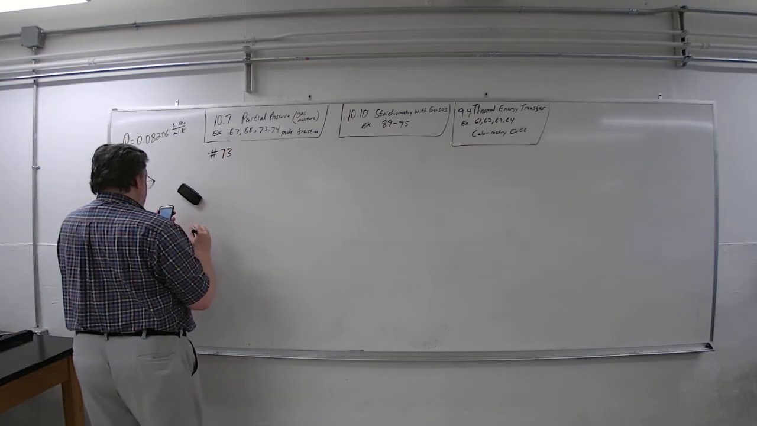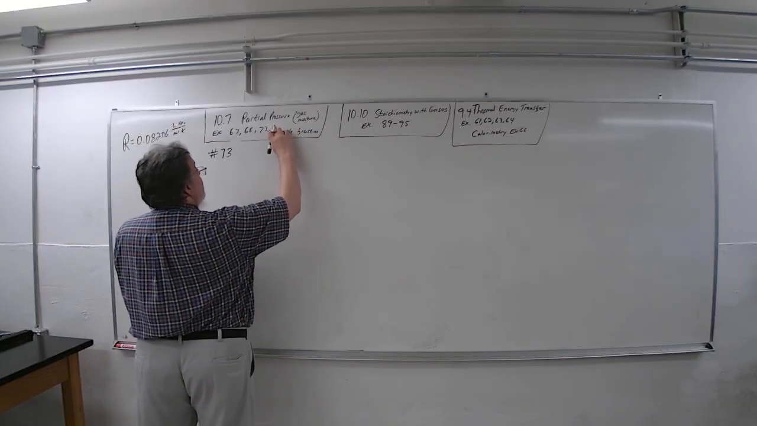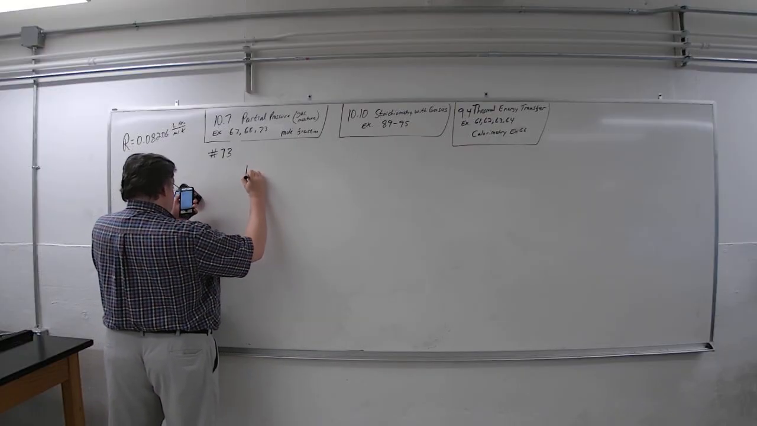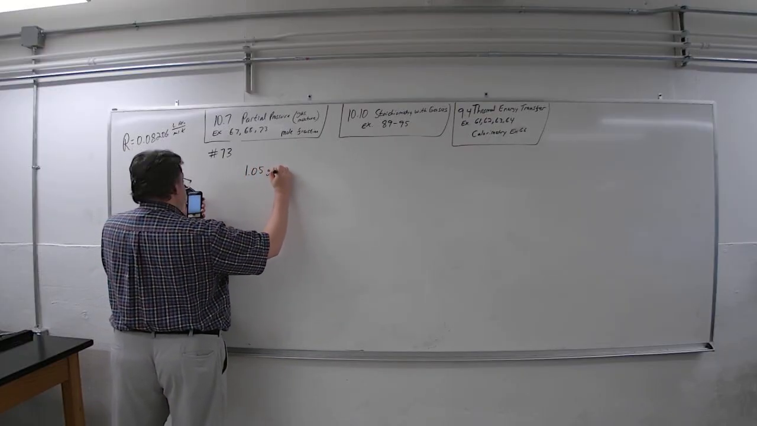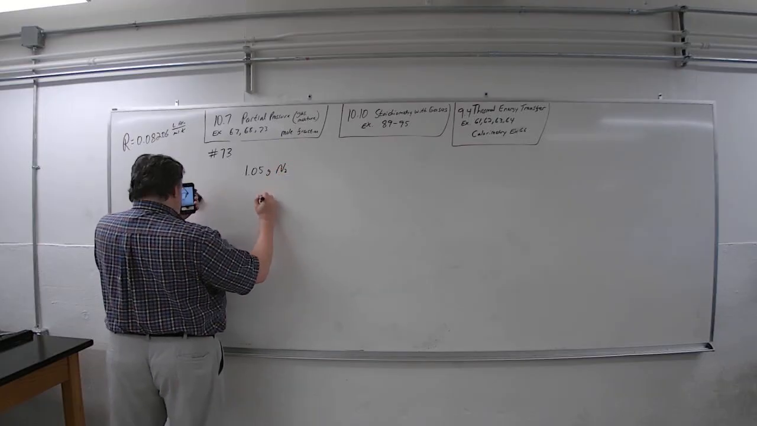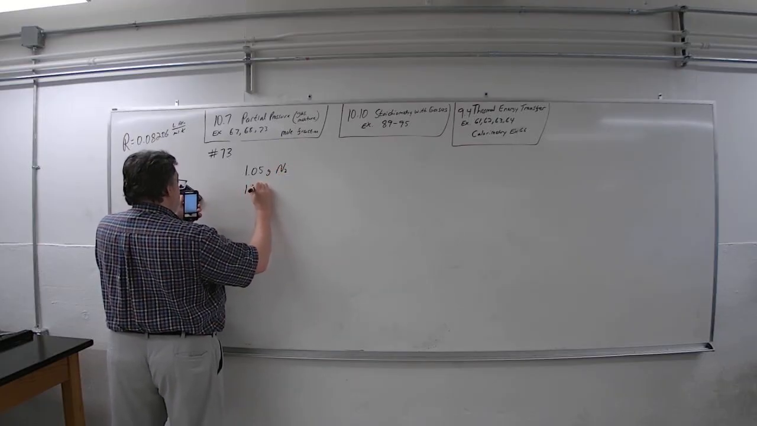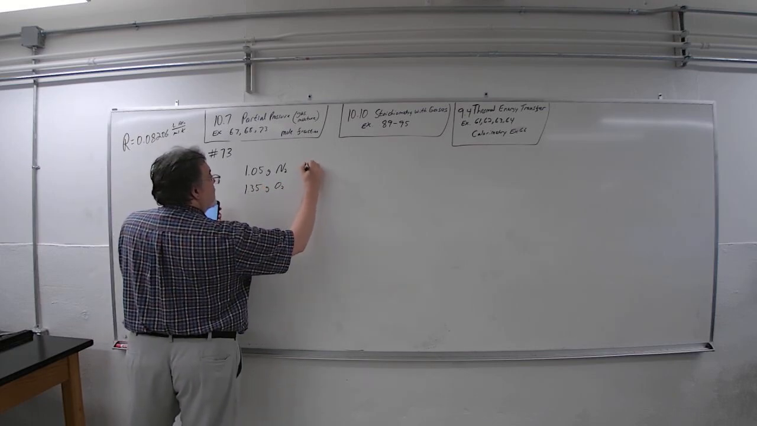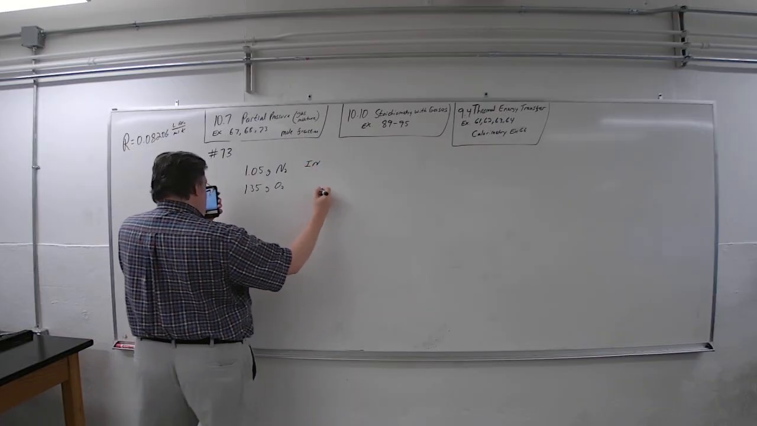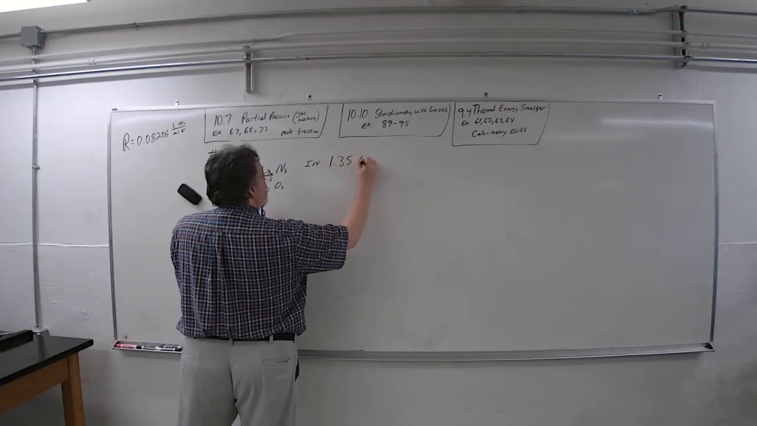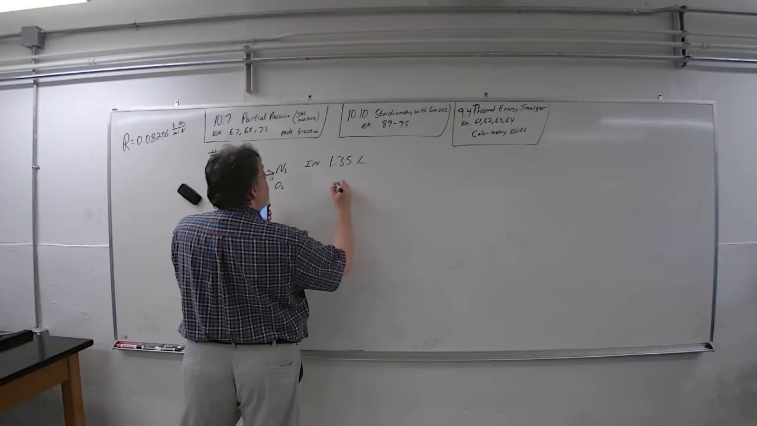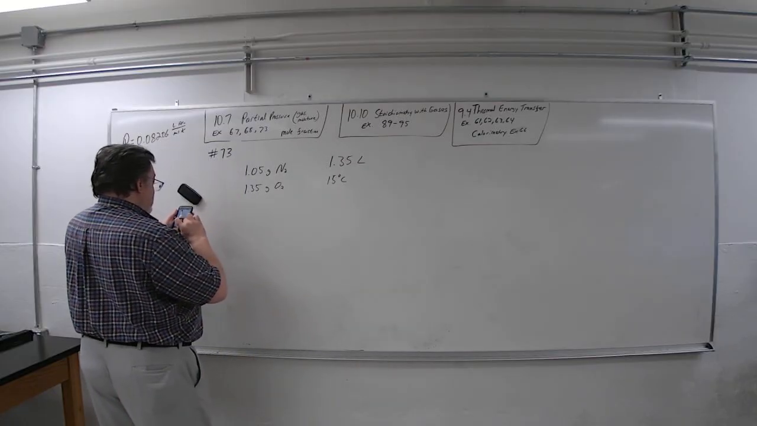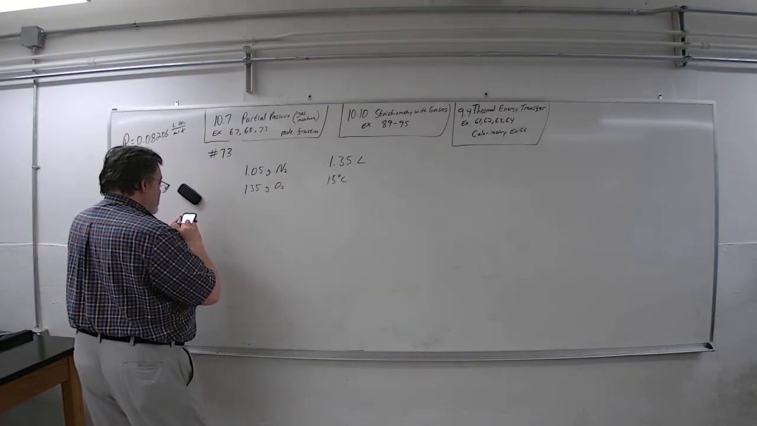Let's not do that one. Okay, the gas mixture contains 0.5 grams of N2 and grams of O2 in 1.35 liters at 15 degrees C. Calculate the mole fraction and partial pressure of each component in the gas.